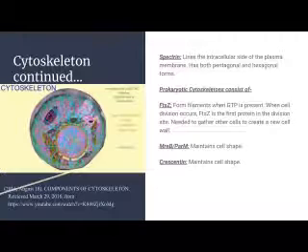Prokaryotic cytoskeletons consist of FtsZ, which form filaments when GTP is present. When cell division occurs, FtsZ is the first protein in the division site, and it is needed to gather other proteins to create a new cell wall. MreB and ParM maintain cell shape, and also crescentin, which maintains cell shape.